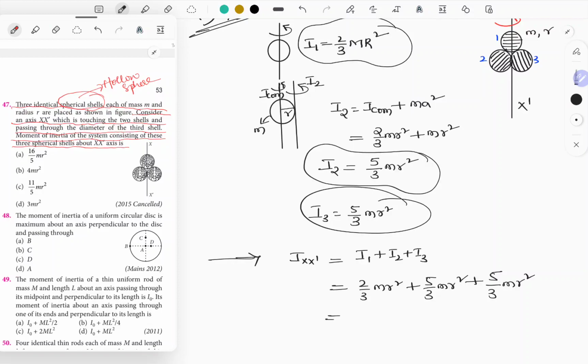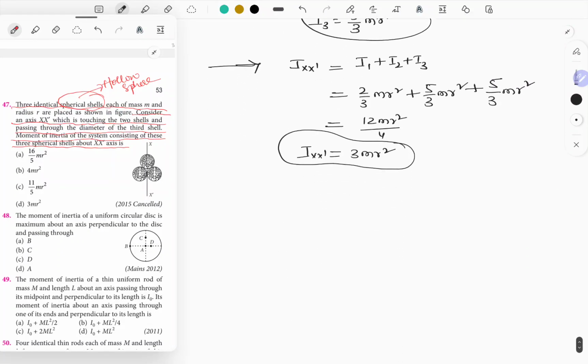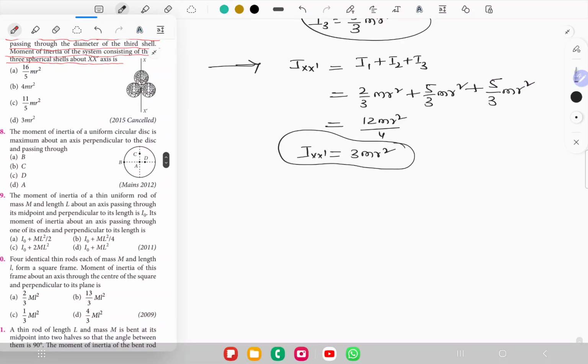which is equal to, the denominator is the same, you just add the numerators. We are going to get 12 m r square by 4, which is equal to 3 m r square. This is the answer, Ix dash. This is the moment of inertia of the given system through axis x dash. Hope you understood. Which option matches? Option B is the correct answer.